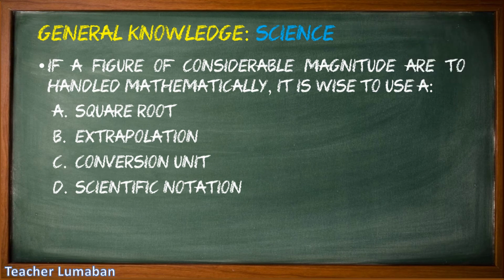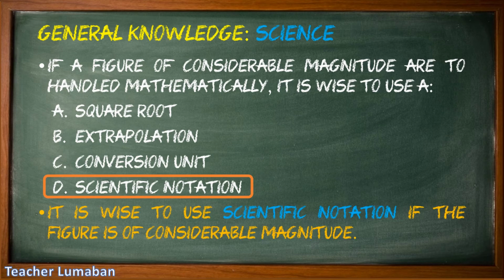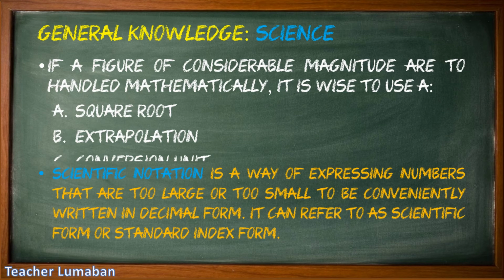The correct answer is letter D, scientific notation. It is wise to use scientific notation if the figure is of considerable magnitude. Scientific notation is a way of expressing numbers that are too large or too small to be conveniently written in decimal form. It can be referred to as scientific form or standard index form.